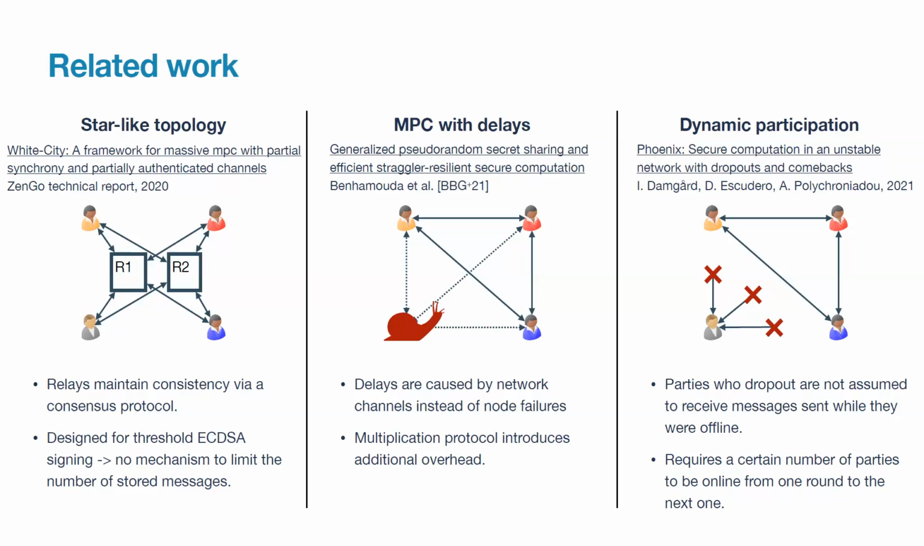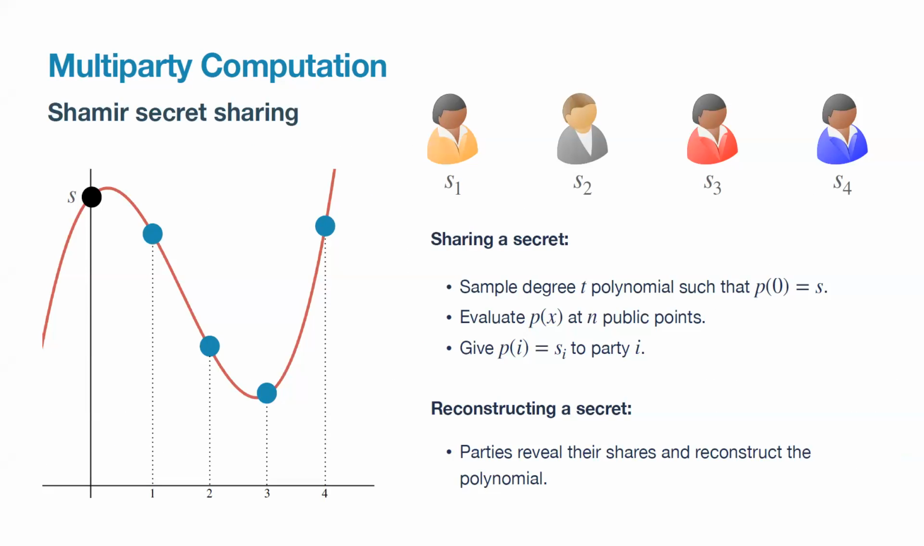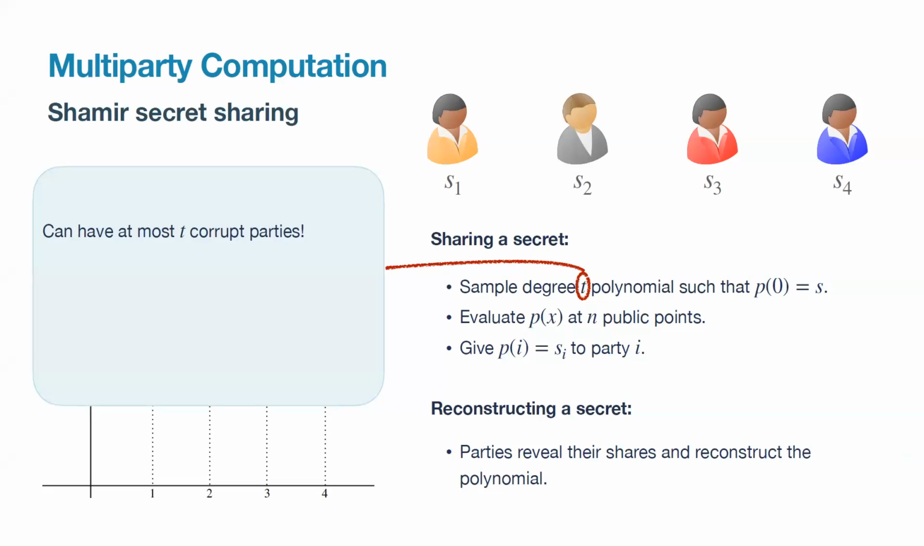Okay, so now I will explain our protocol in some more detail and see how we combine the use of relays with also the possibility of parties being delayed or dropping out. And the first building block of our protocol is Shamir secret sharing. And with Shamir secret sharing, if I want to share a secret, I just need to sample a random polynomial p, where the evaluation of p at 0 is my secret. And the degree of this polynomial will tell us what is the maximum allowed number of corruptions.